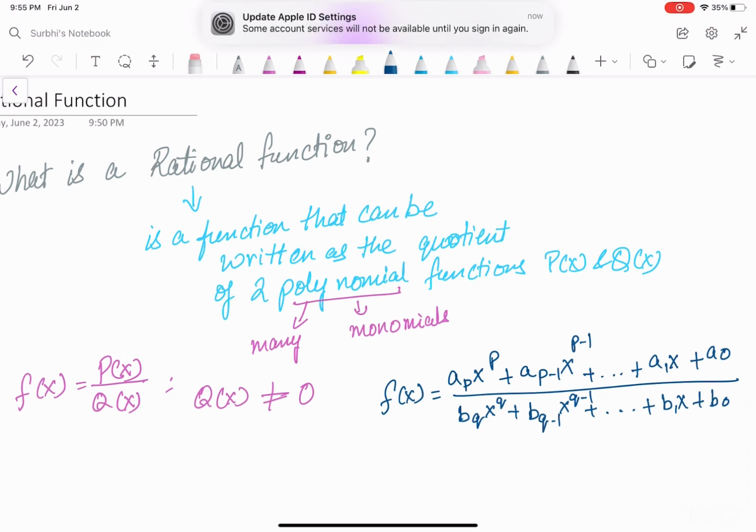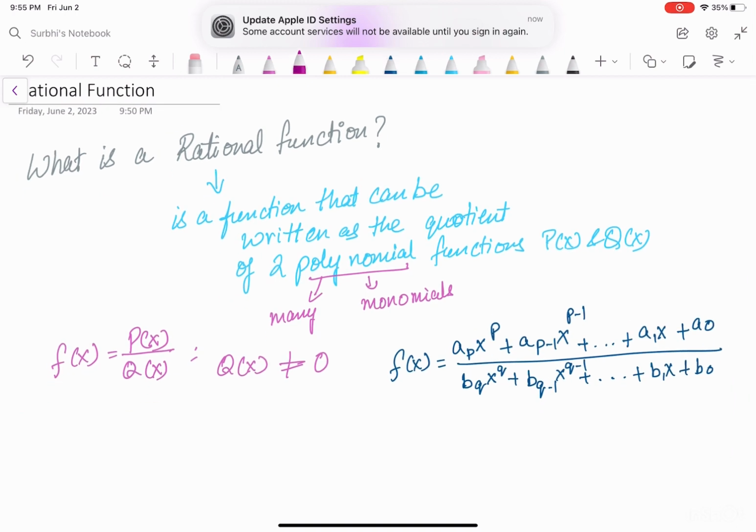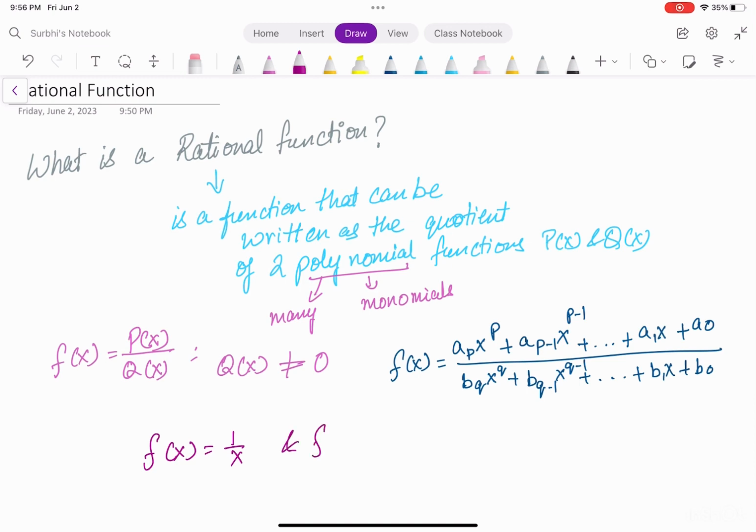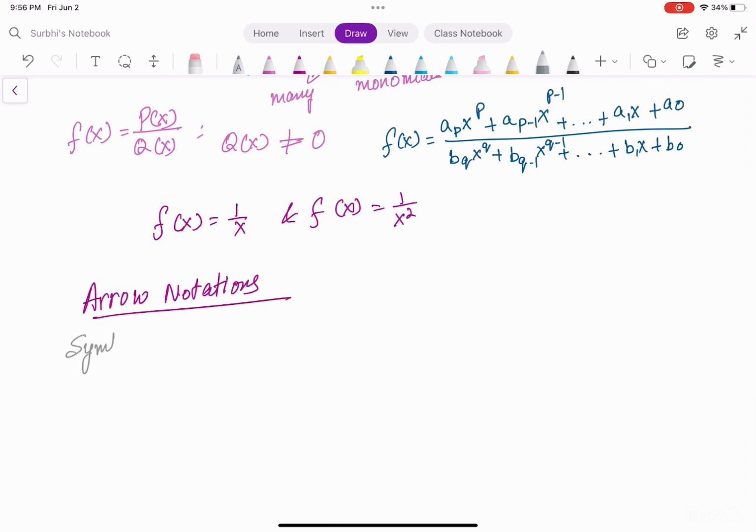Now, that being said, there is one important thing that will be very useful with rational functions: is f of x 1 over x, right? So 1 is just a single constant divided by x, which is a variable, or I can say 1 over x squared. How to graph these functions, we will learn about in the next videos. So basically, when we are talking about rational functions, we are also talking about something called an asymptote. Asymptotes are nothing but dotted lines where the function will try to reach, but it will never touch.